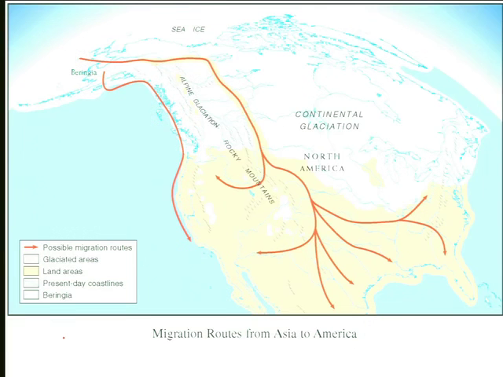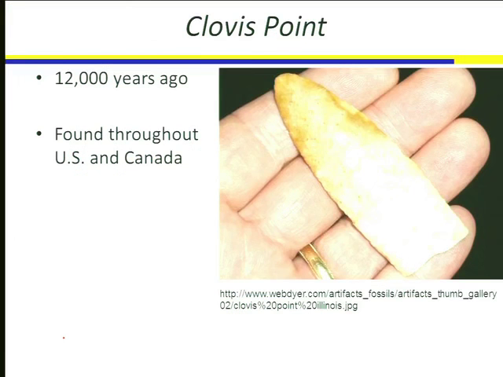Notice the 2 routes down into North America. Here's the Rocky Mountains, the place where you always get turbulence when you fly east. The Rocky Mountains. There. Okay. What else do we know from archaeological evidence? We know that these individuals were hunters. We know that they used capital.